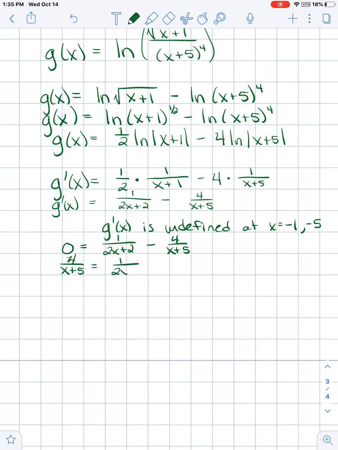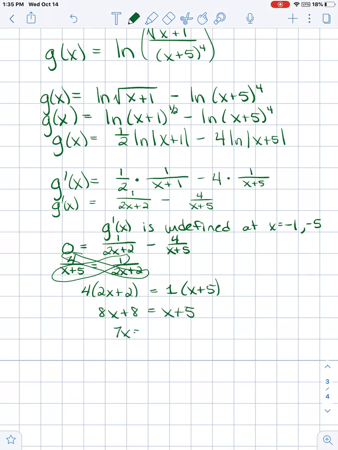And then I can use cross multiplication, or however you want to think about it, where I can multiply these and I can multiply those and solve it from there. So I would have 4 times 2x plus 2 equals 1 times x plus 5. And now I've just got a linear equation to solve. 8x plus 8 equals x plus 5. So I get 7x equals -3. And there's another critical number then, -3/7. Okay, just wanted to show you how those properties of logarithms can really help make things a lot easier. So keep that in mind, make life easy on yourself, and have fun.